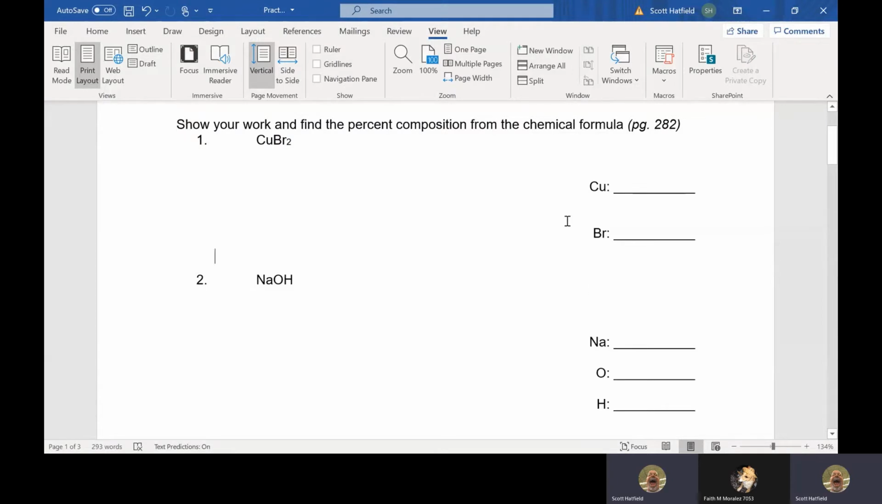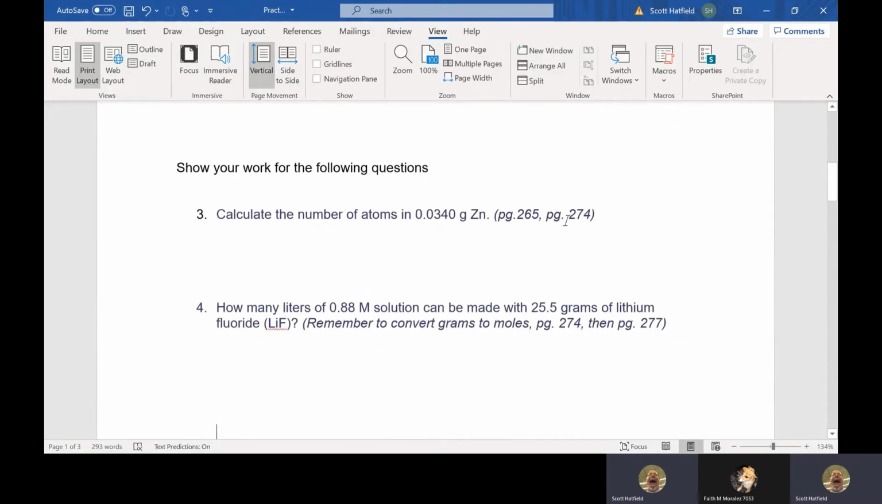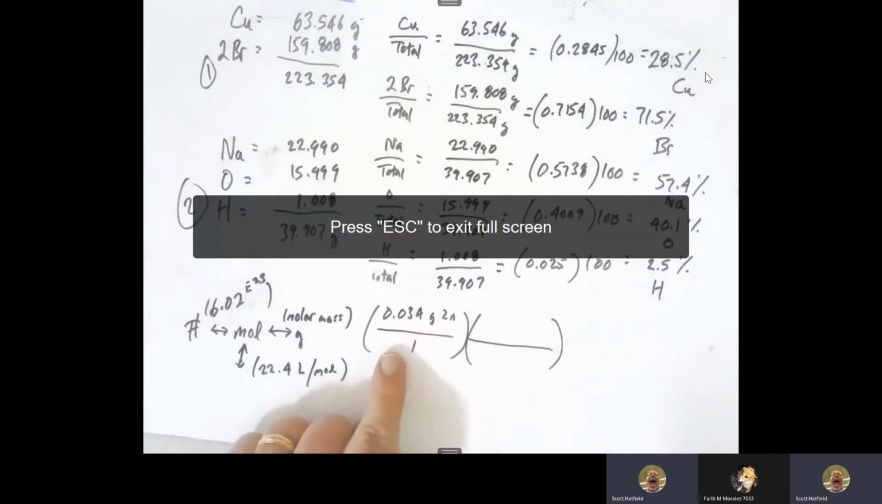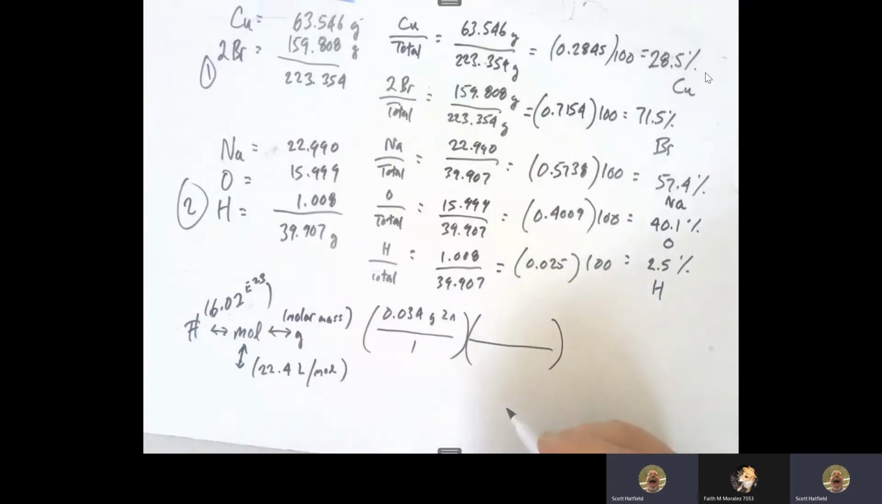Problem number 3. Calculate the number of atoms in 0.034 grams of zinc. So the grams of zinc is our given, like so. We're going to take the molar mass of zinc, which we just get directly from the periodic table. If you have 1 mole of zinc, you have 65.38 grams of zinc.